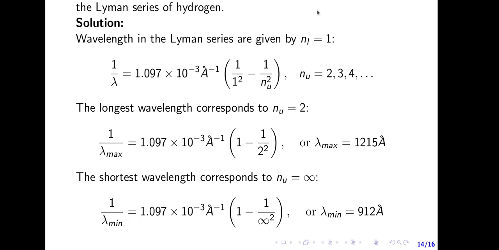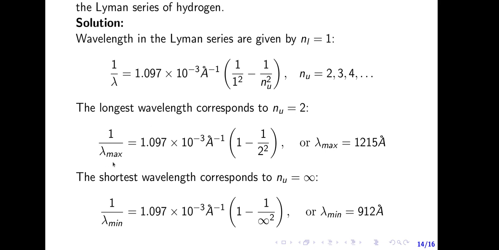Now for the Lyman series, NL is 1, while NU starts from 2, 3, 4, and so on. So the longest wavelength is obtained at NU equals 2. The same thing, if you are asked to calculate for the Balmer series, the longest wavelength will be obtained at NU equals 3. While the shortest wavelength is obtained for all the series at NU equals infinity. So if you are asked to calculate the shortest wavelength for any of the series, NU will be infinity. So let's start from the longest wavelength. For the Lyman series, NU will be 2. For the Balmer, it will be 3, and so on and so forth.